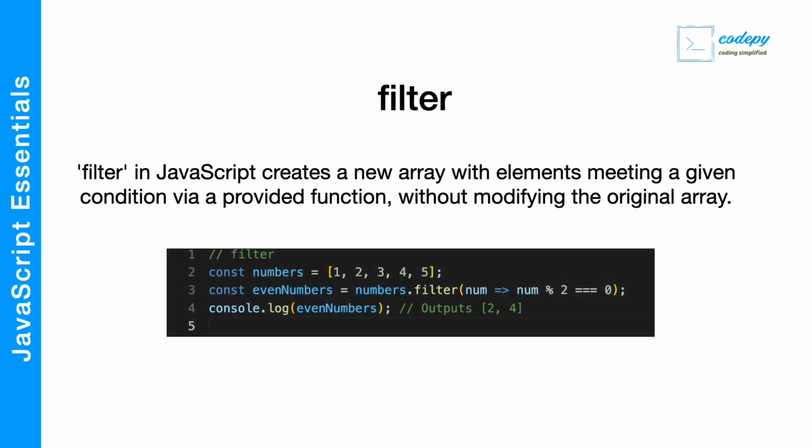Filter within arrays. Filter in JavaScript creates a new array with elements meeting a given condition via a provided function without modifying the original array. const numbers, we have a list of numbers. Now we will use filter to find out the even numbers. So evenNumbers equals numbers.filter.